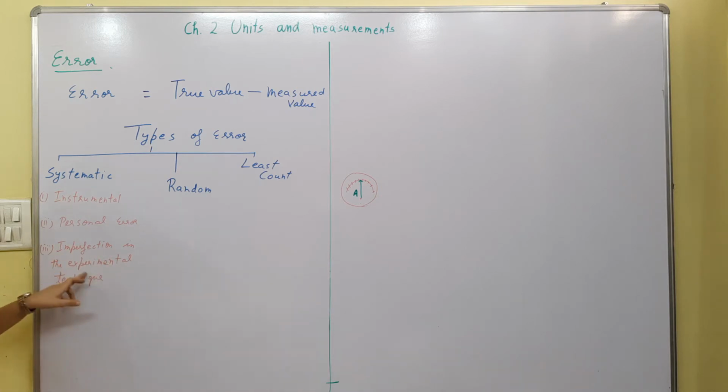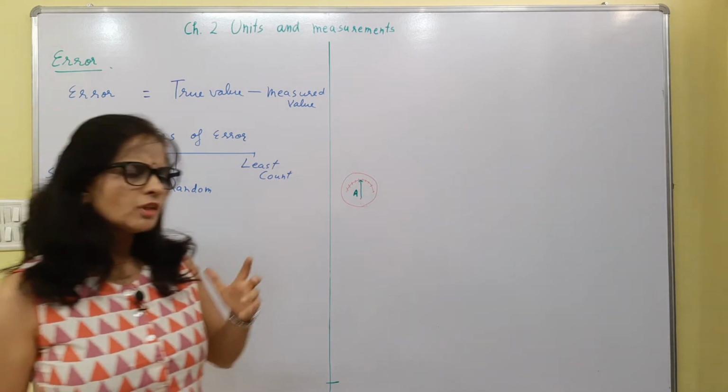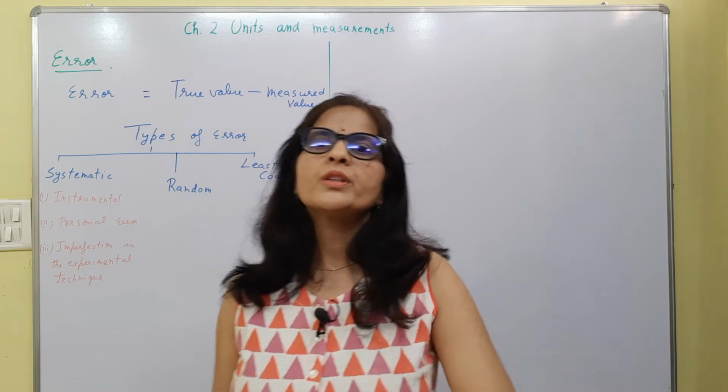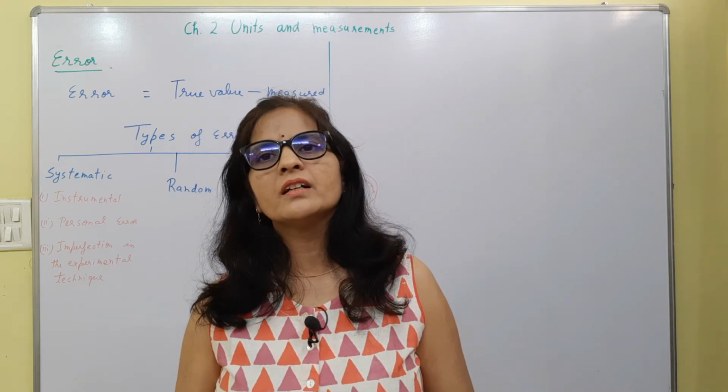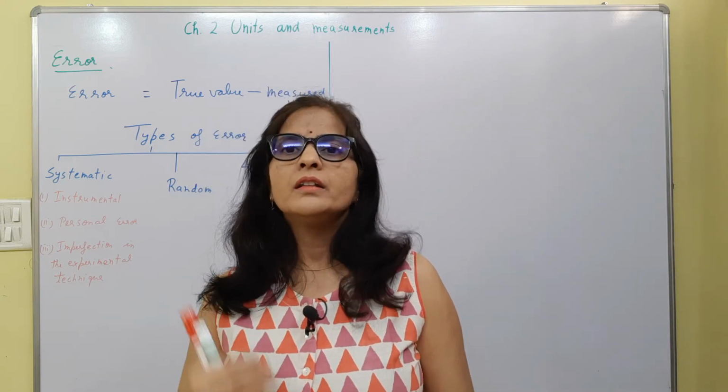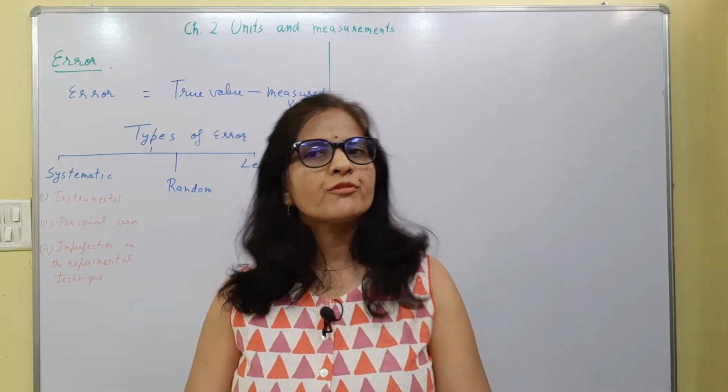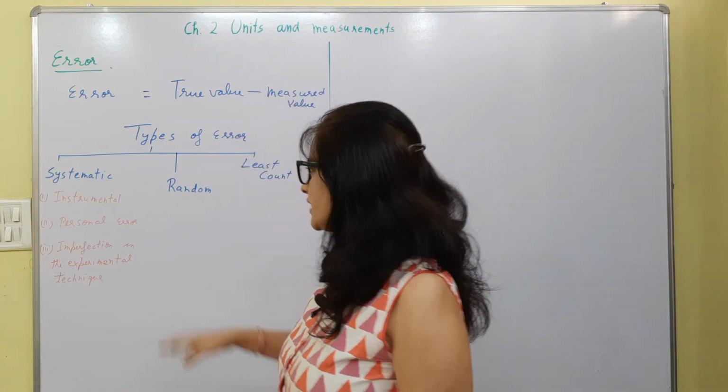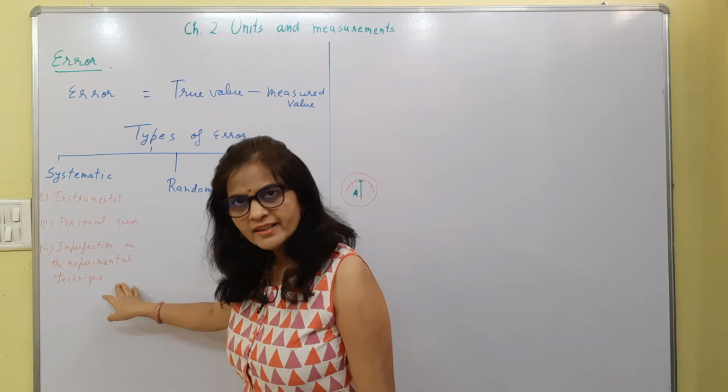Then imperfection in the experimental technique. Now obviously, if you don't know the correct experimental technique, it will definitely lead to an error in the measurement of the physical quantity. So this comes under imperfection in the experimental technique.